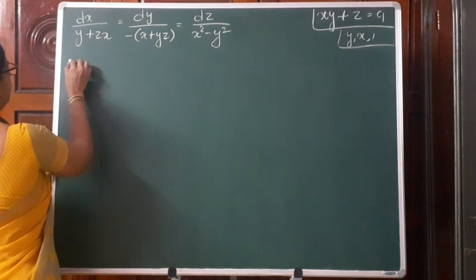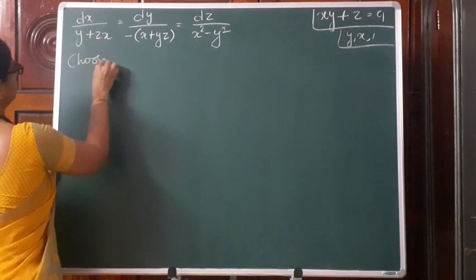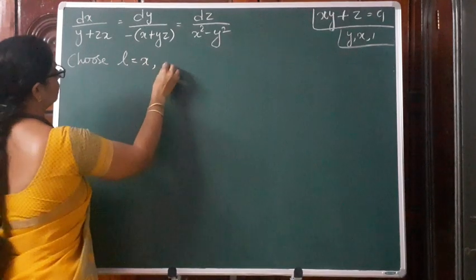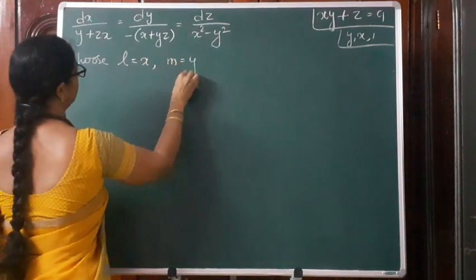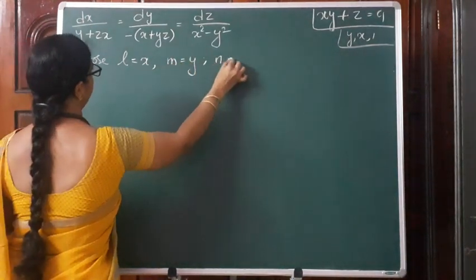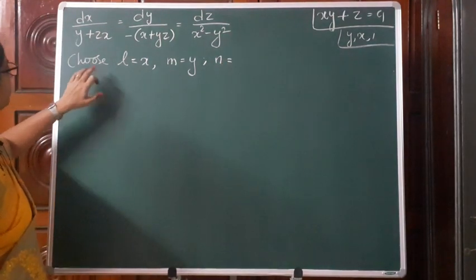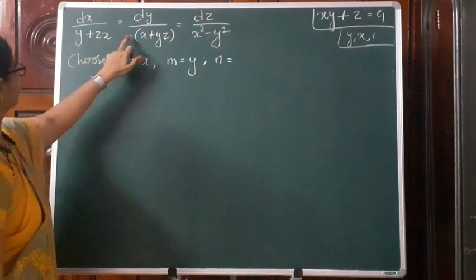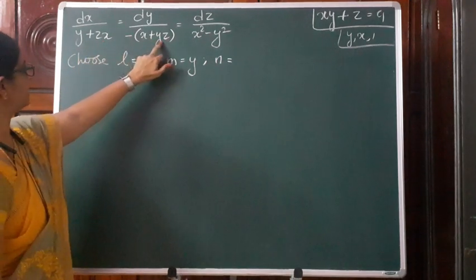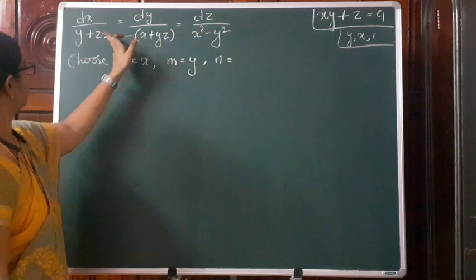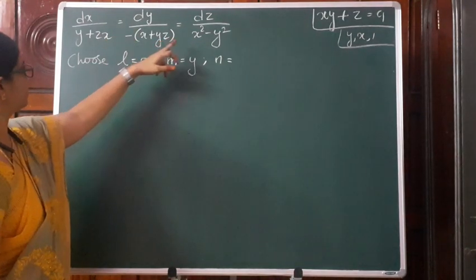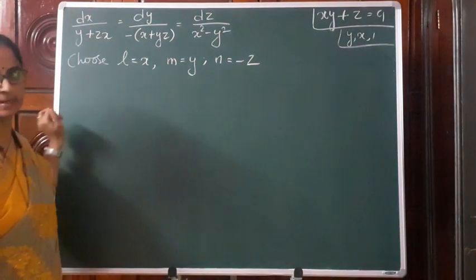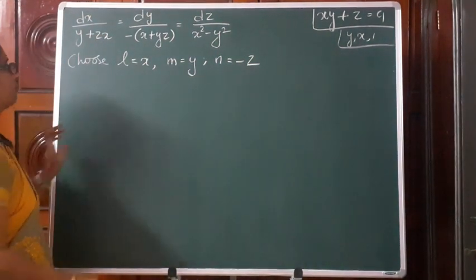Suppose we multiply this with x and this with y, M is y and N is, let us see what we take for N. If we multiply with minus z, let us see what happens. Let us check for this set of multipliers.